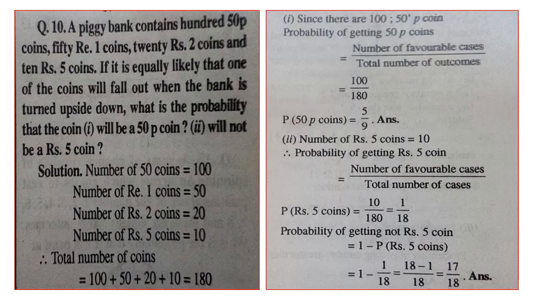Therefore, the probability for not getting rupees 5 coin is equal to 1 minus P of rupees 5 coin. So 1 minus 1 by 18, if we take LCM, we get 18 minus 1 by 18, that is equal to 17 by 18. That is the probability for not getting a rupee 5 coin.